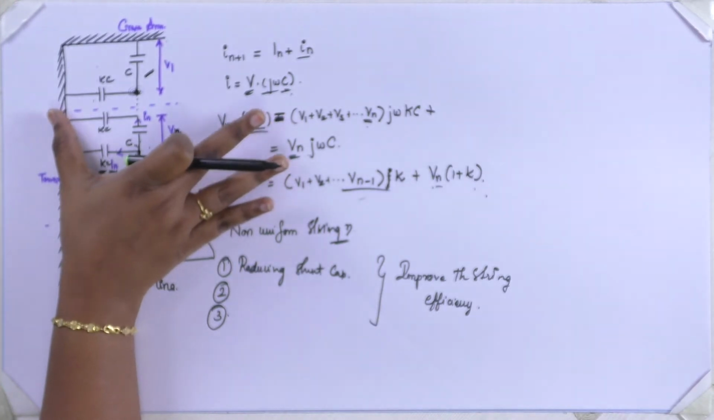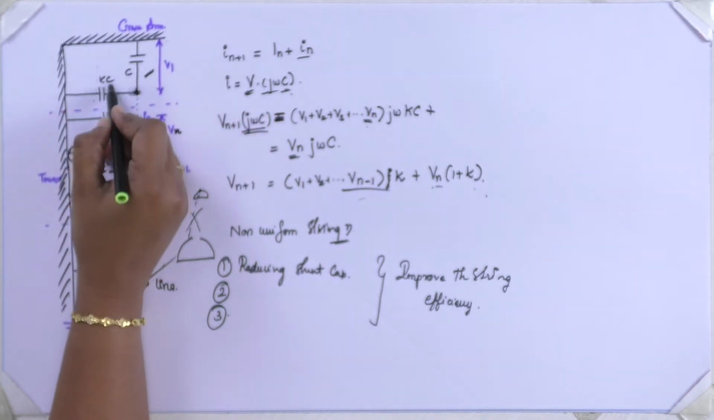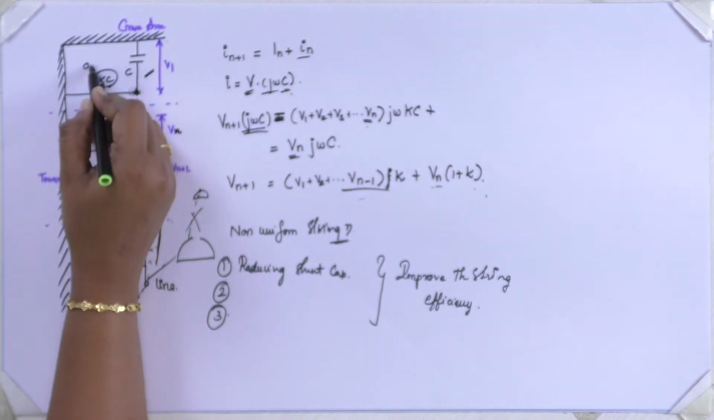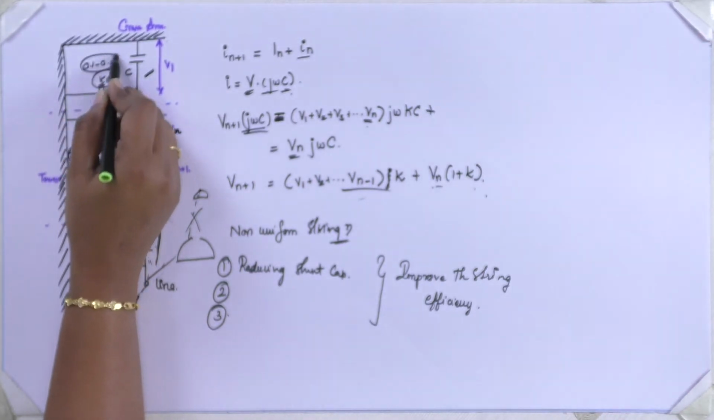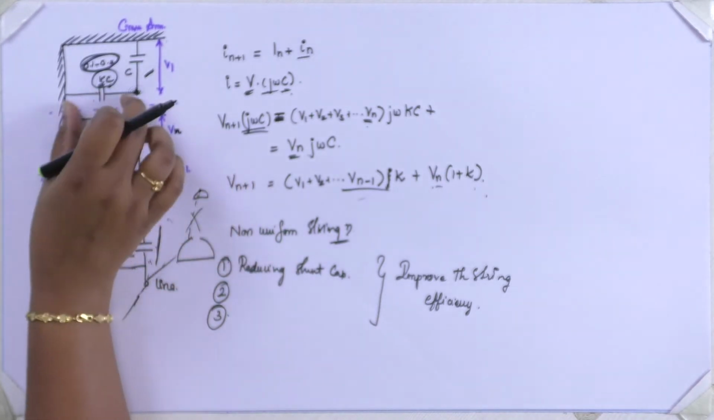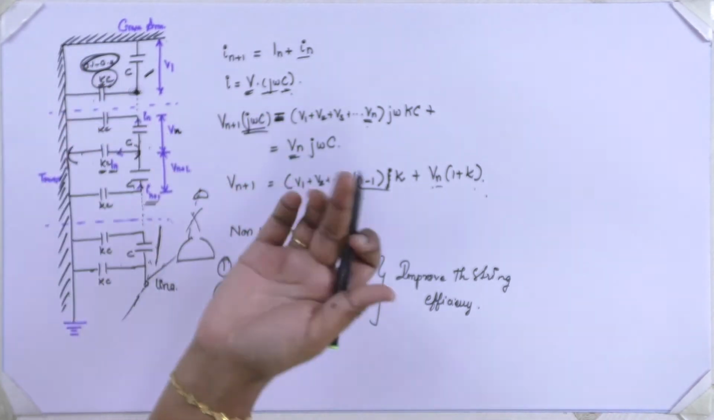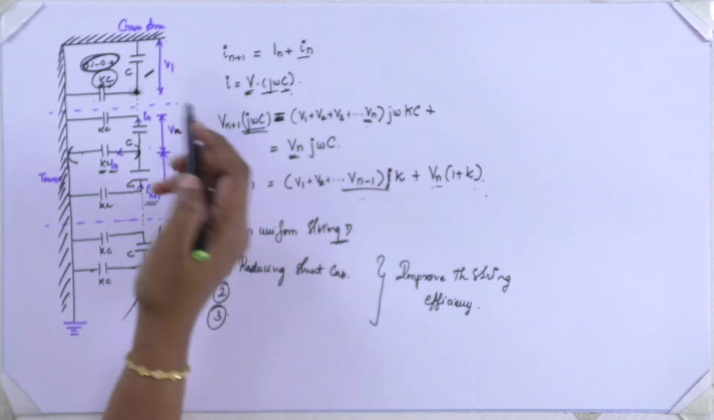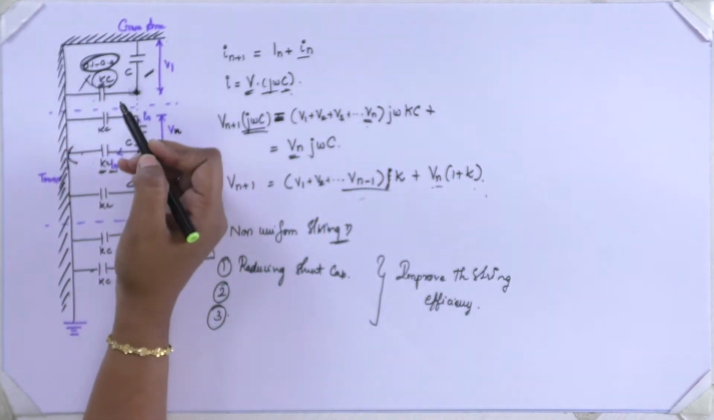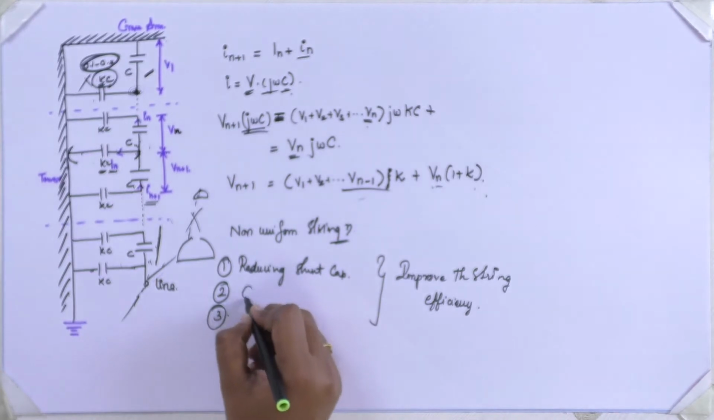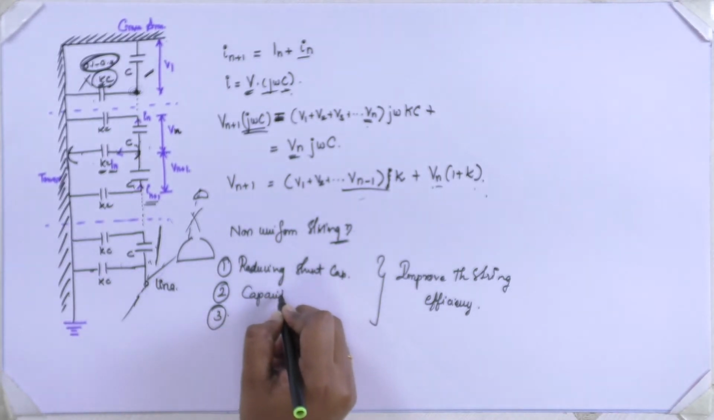But this cannot be applied, because we already know that this K value should be 0.1 to 0.2. This is the value that must be maintained. If we increase the length of the cross arm, this constant will not be maintained, and it will affect other factors, so it is not a good idea. The second one is capacitance grading.